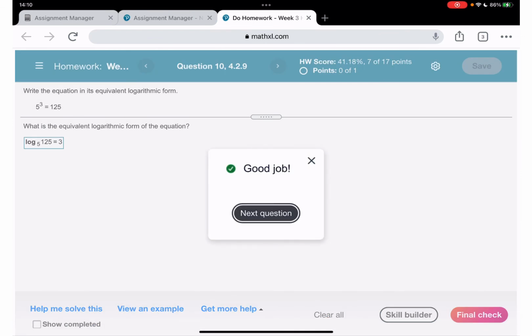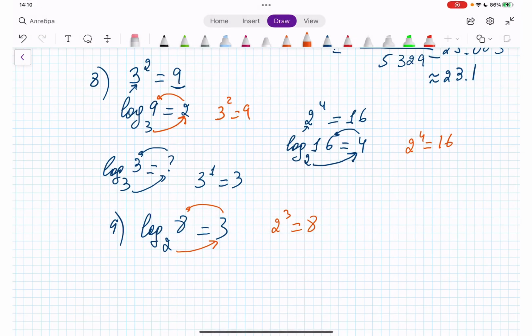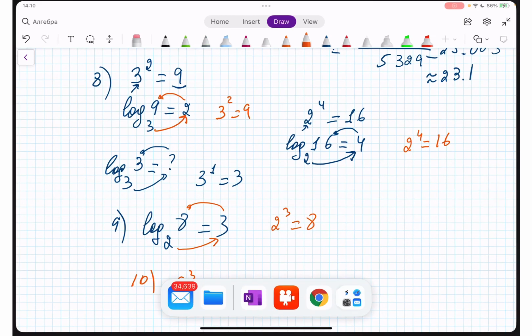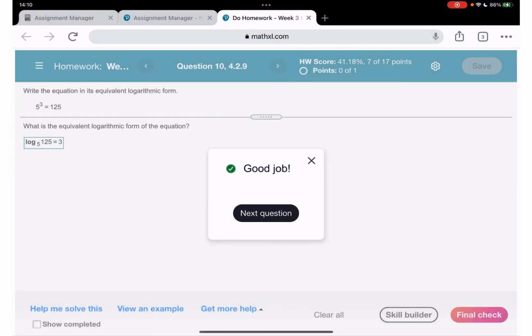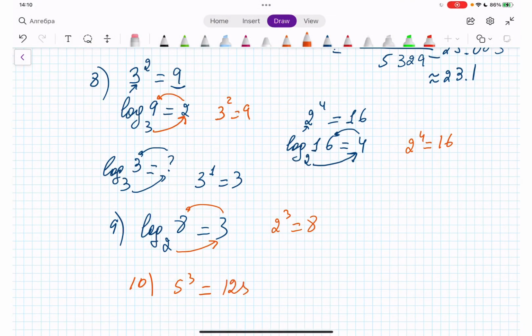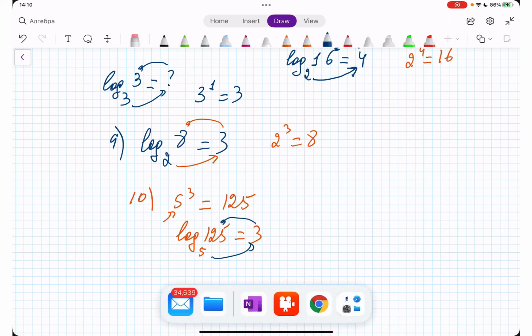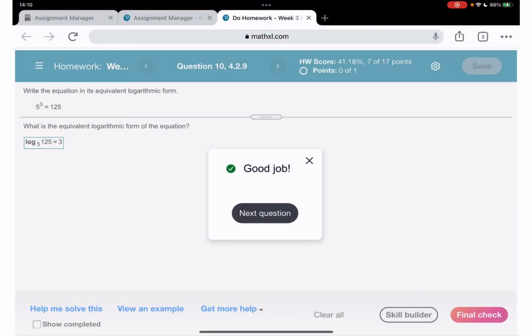Let me go here and explain. So 5 to power 3 equal, is that what it was? 5 to power 3 equal 125, yeah. So we are writing logarithm of this 125. This is our base, come here, and here is 3. So we are getting 5 to power 3 equal 125. Okay? All right, next question.